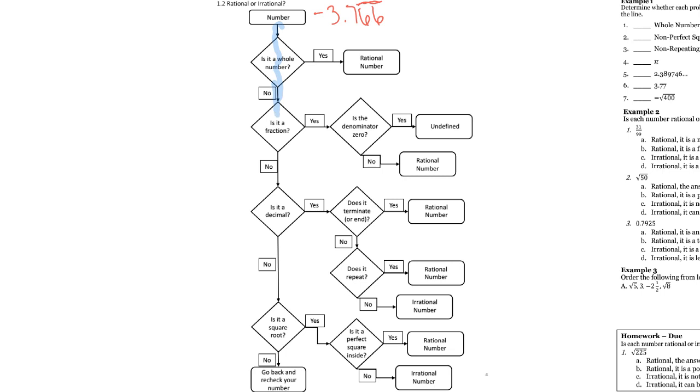If it was yes, then you can answer all of those questions. It's no. Is it a decimal? Yes. Does it terminate or end? No. Does it repeat? Yes. So it's rational. If it didn't repeat, then it would have been irrational. So that's kind of how you use this chart.